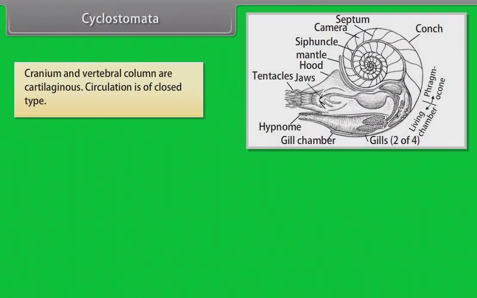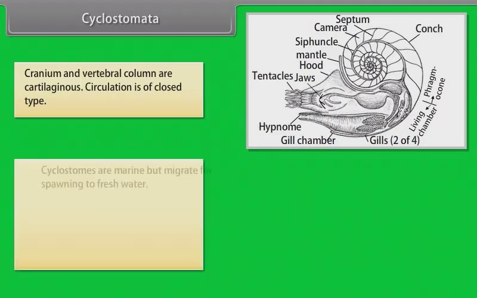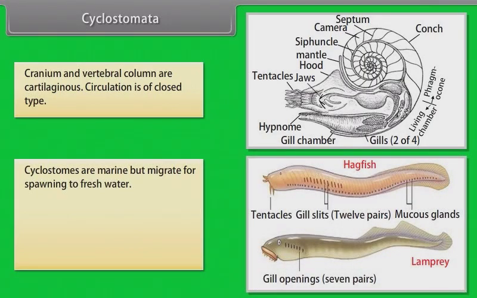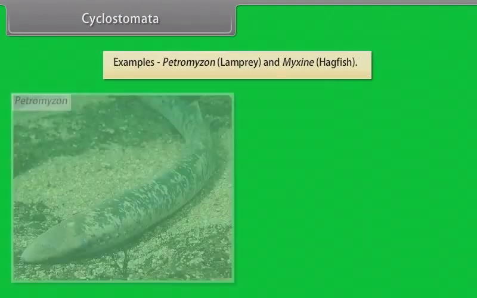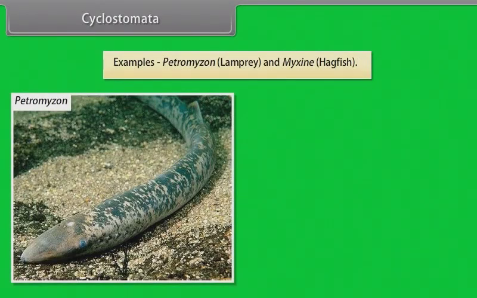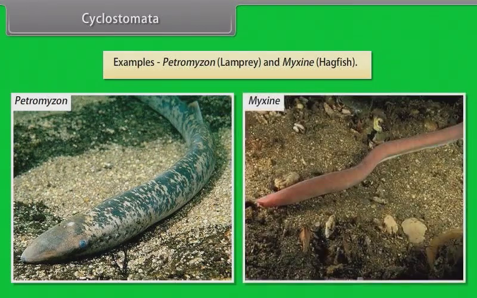Circulation is of closed type. Cyclostomes are marine but migrate for spawning to fresh water. After spawning, within a few days they die. Their larvae, after metamorphosis, return to the ocean. Example: Petromyzon, lamprey, and Myxine, hagfish.